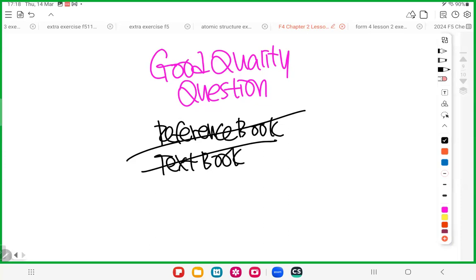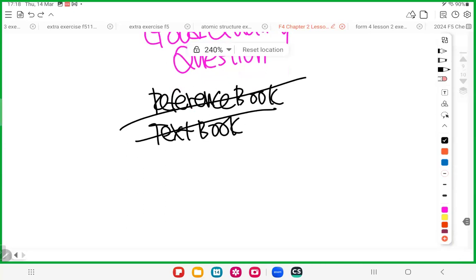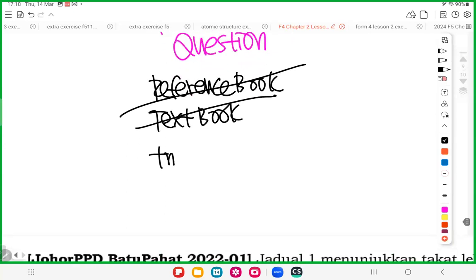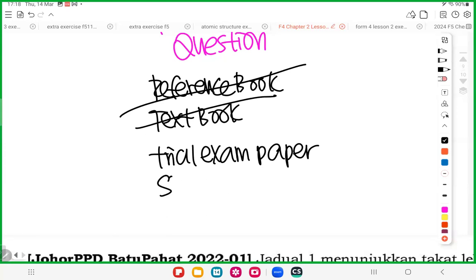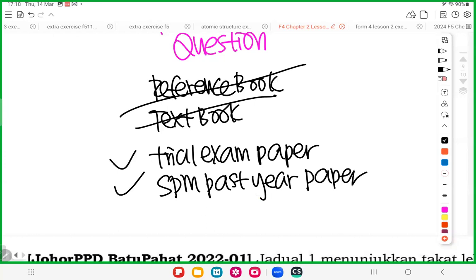So my advice, I won't say waste your time to do it, but I do not encourage you to do it. If you really want to do the questions, do trial exam papers. You can also do trial exam papers in BM called soalan percubaan, or you can do SPM past year papers. They are much more helpful for you because at least the format they use follows the SPM format.